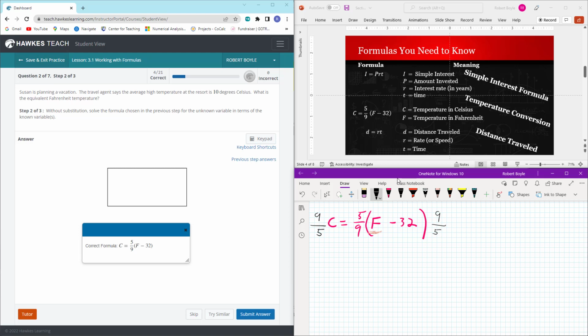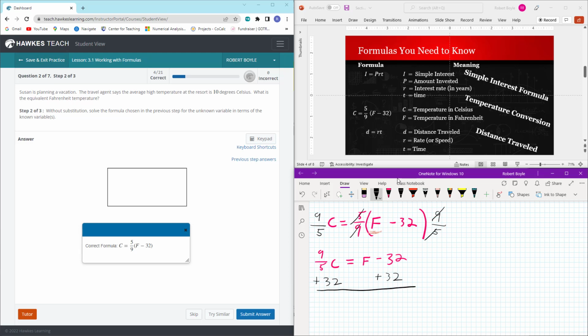Remember, when we multiply fractions, these multiply together to give us 45. These will multiply together to give us 45. We would have 45 over 45, or 1. Or more importantly, this 9 cancels out that 9, that 5 cancels out that 5. And what we have is 9/5 C is equal to F minus 32. Then all we need to do is get rid of the 32 using the addition property. So I'm going to add 32 here. I'm going to add 32 here.